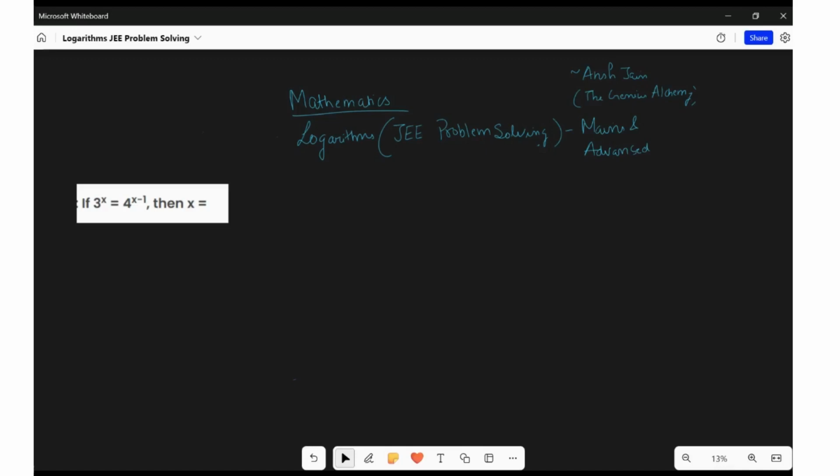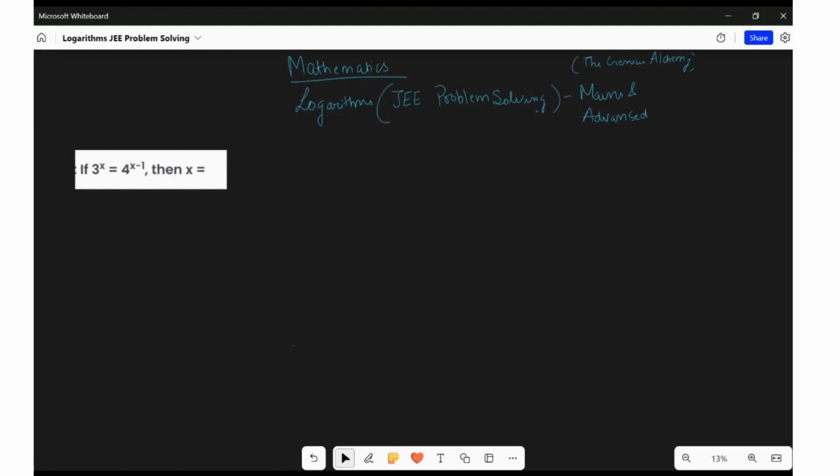In today's video, we'll look at some problems on logarithms which have already come up in both JEE Mains and JEE Advanced. So, let's start with the first problem, which says 3 to the power x is 4 to the power x minus 1. So, we'll write this down first. Write the equation: 4 to the power x minus 1.